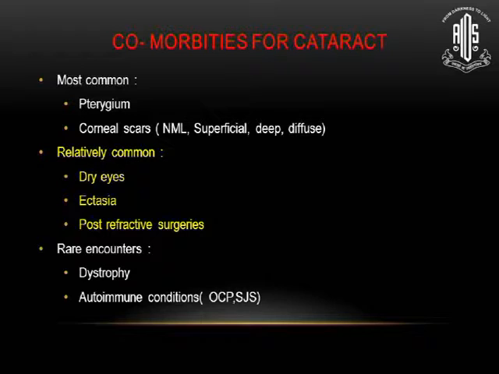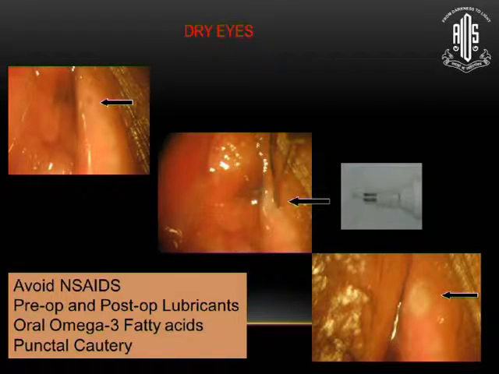Now the relatively common indications: dry eye, ectasia, and post-refractive surgeries. For dry eyes, Schirmer's test is a must for all patients before taking them up for cataract surgery. If the patient has severe dry eyes, post-operatively avoid NSAIDs. Start lubricants pre-operatively and continue post-operatively. It can be lubricant drops or gel form, and even oral omega-3 fatty acids are required.